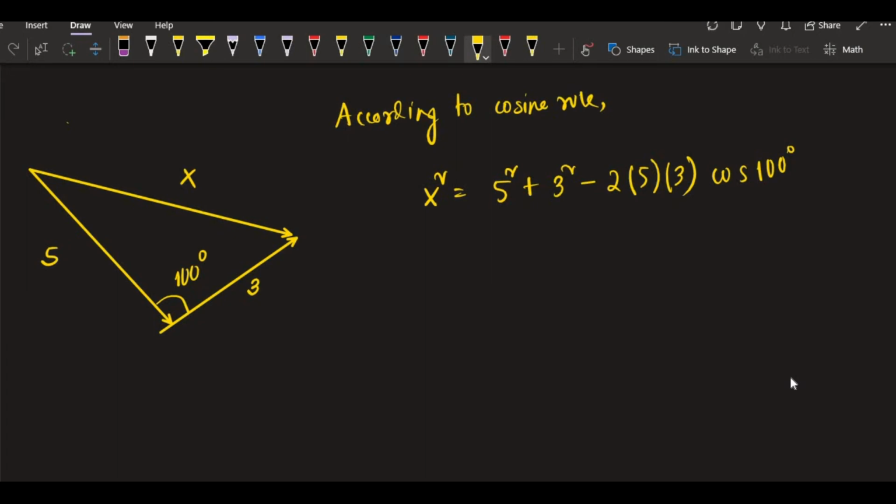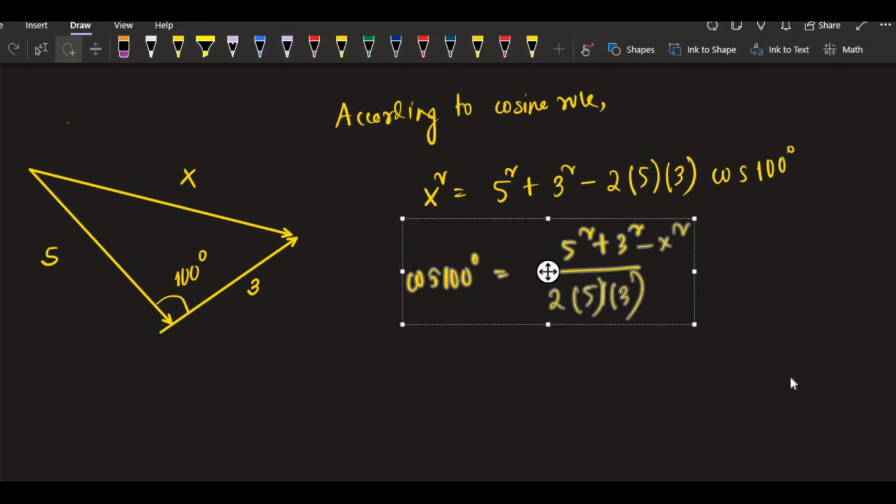Divided comes when you find the angle. So for example, if we want to find the angle, we would write cos theta equal to 5 square plus 3 square minus x square divided by 2 times 5 times 3. But that's not the point here.